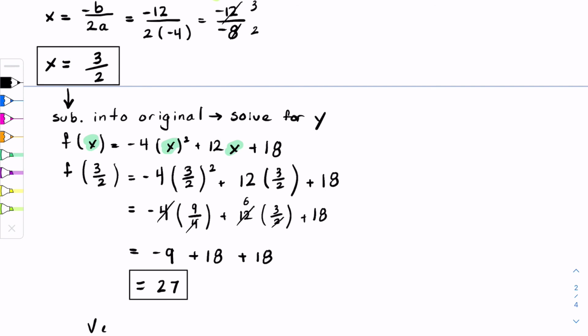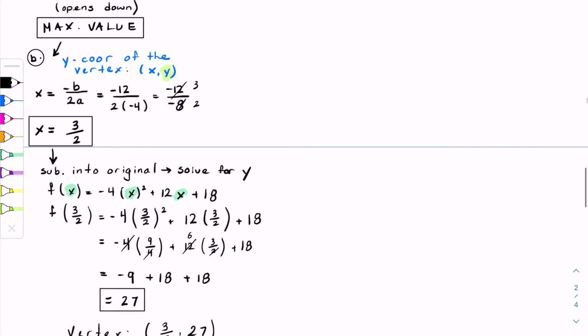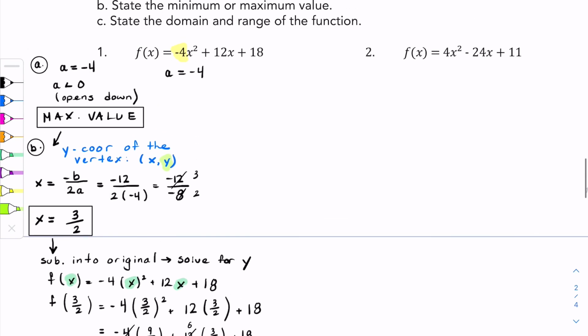Now I know that my vertex occurs at x value 3 over 2, y value 27. Because I just solved for the vertex, I also know that my maximum value is this y-coordinate. So to answer part B, my max value is at 27.